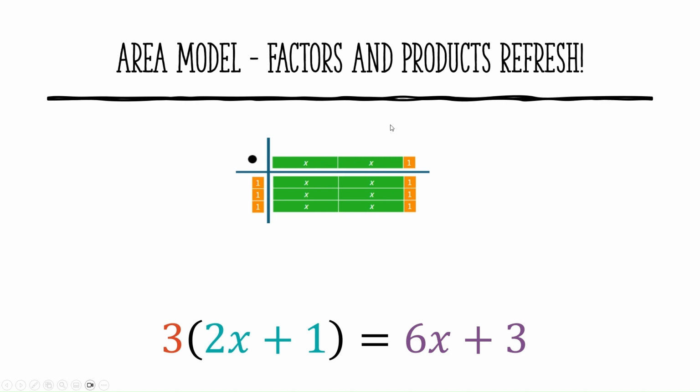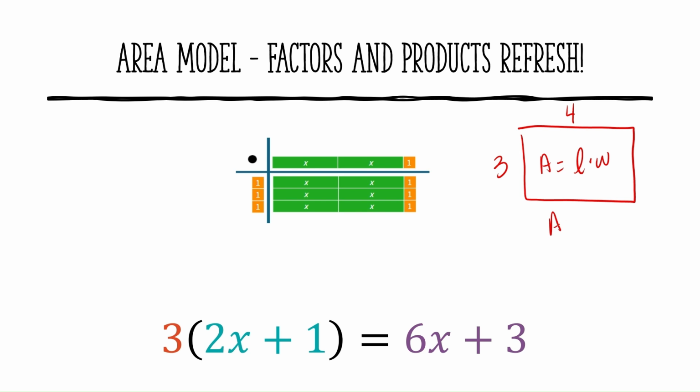To remind you, when we have a rectangle, and let's say this side is 3 and this side is 4, we know to find the area we're going to do length times width. The area of this rectangle would be 3 times 4, which is 12. So 3 is our length and 4 is our width.